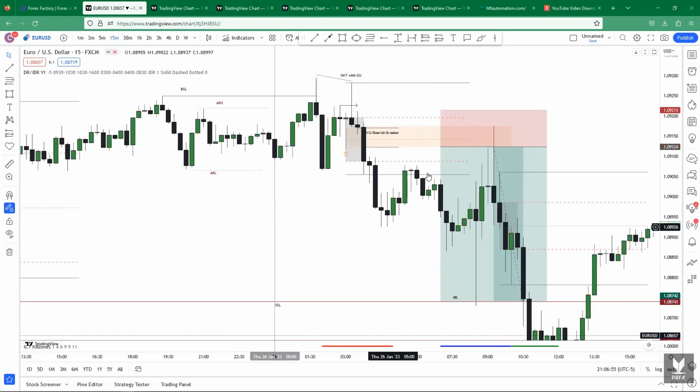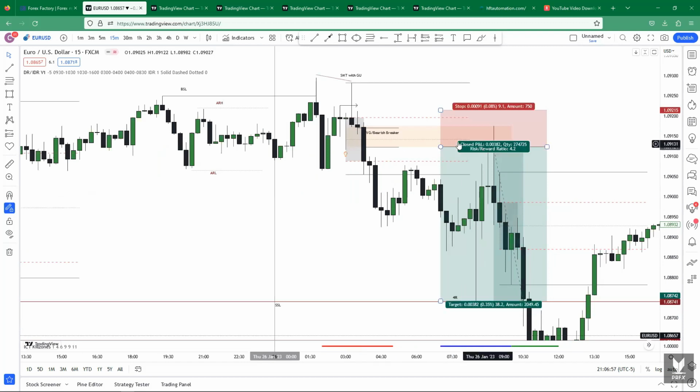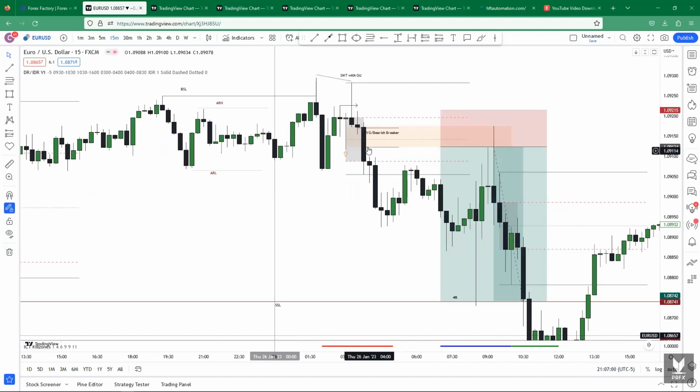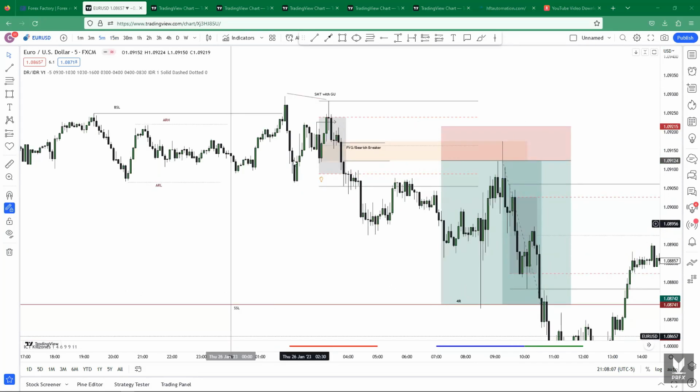But before going to the 5-minute, I want you to see price returned into the fair value gap. If you break down to the 5-minute time frame, you would find a breaker block. And on the 5-minute time frame, you're going to find that we have more detail.